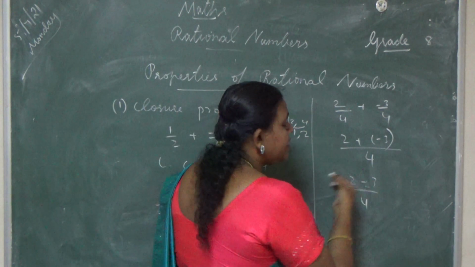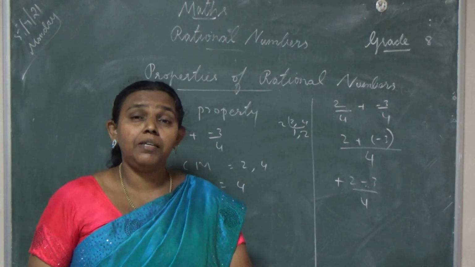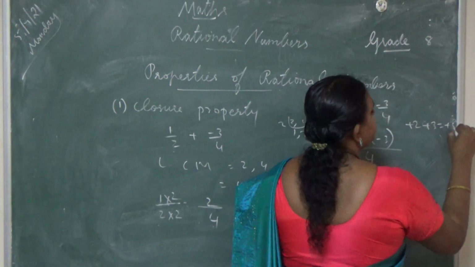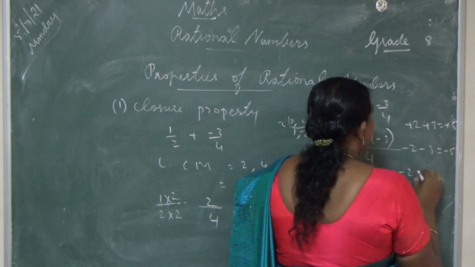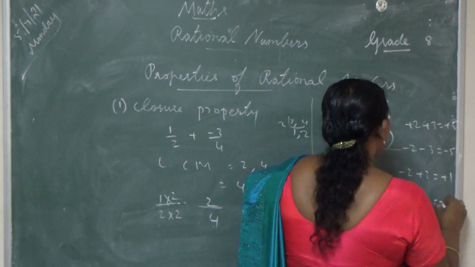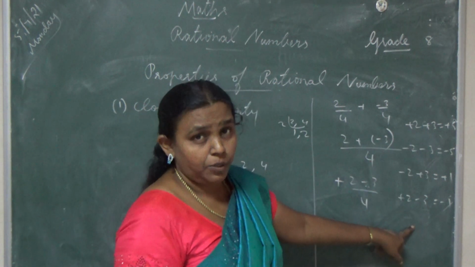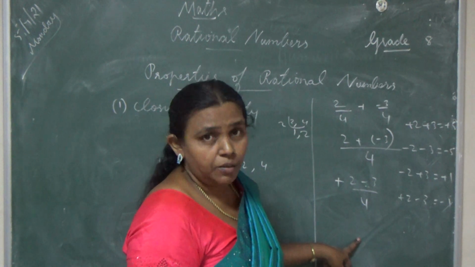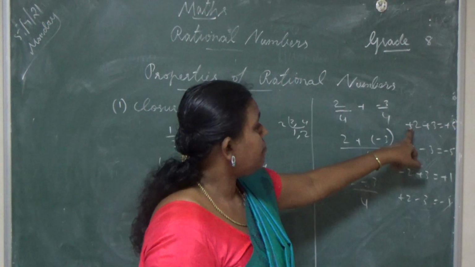But here different sign. 2 plus 3 means you all will know. Plus 2 plus 3 means plus 5. Minus 2 minus 3 means minus 5. Minus 2 plus 3 means plus 1. Plus 2 minus 3 means minus 1. Same number, only the sign is different. You remember this. If you know this only, you can do this. Remember, you have learned it in 5th, 6th standards.